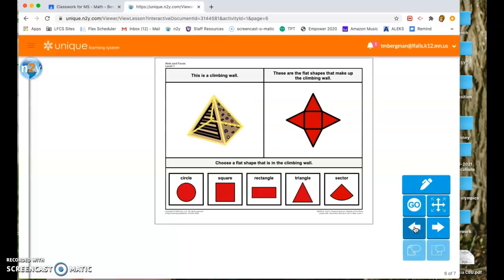So we're looking at all of the flat shapes, the faces that make up the shape. This is a climbing wall. These are the flat shapes that make up the climbing wall. Choose a flat shape that is in the climbing wall. Are there any circles? No. Is there a square? Yes. Is there a rectangle? No. Is there a triangle? Yes. Okay, so either of these are correct. It just says choose a flat shape that is on the climbing wall. So you could choose triangle or you could choose square. Both of those are correct because we can see both of those shapes.